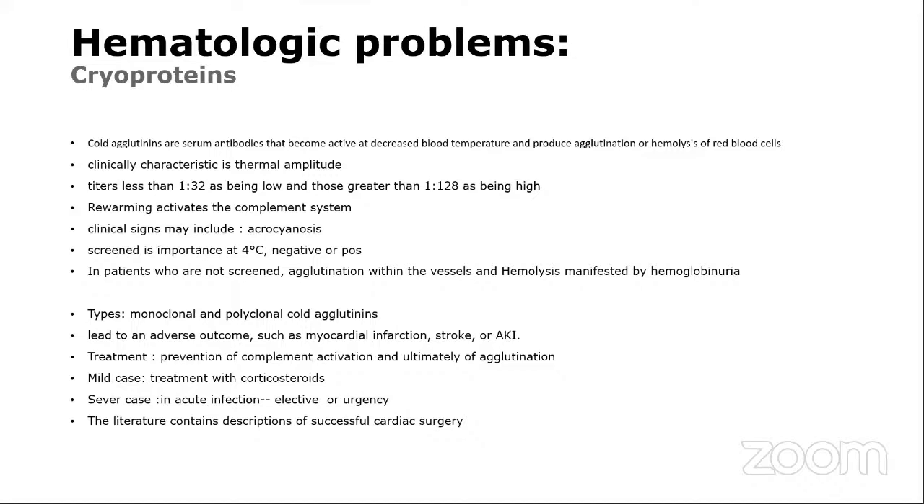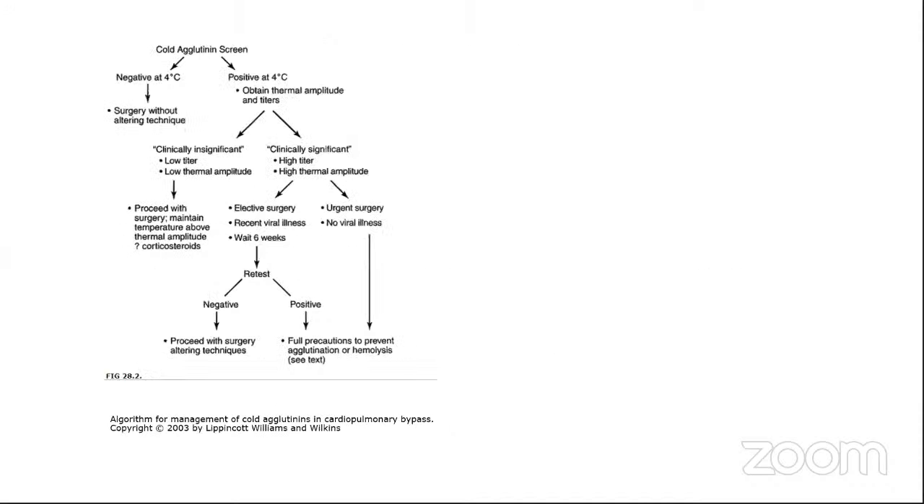For the clinical signs, they may include acrocyanosis, which is cyanosis of the digits, the nose and sometimes the ear from agglutinin, causing ischemia in the end arteries especially. And we have to screen for the agglutinin at 4 degrees Celsius. If it's negative, the surgery can go ahead without any alternative technique.